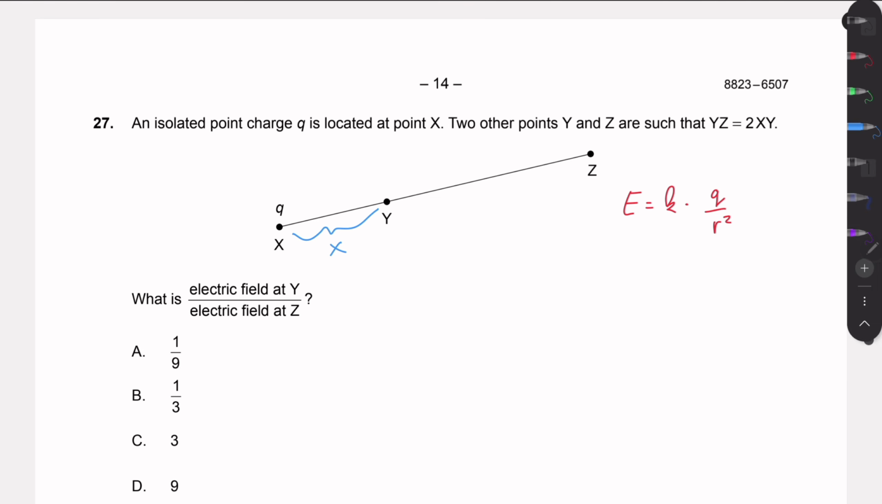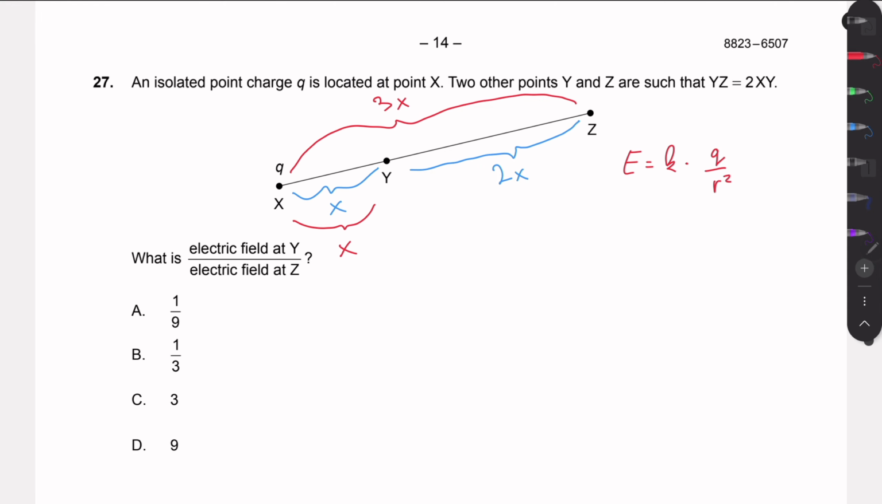The problem told us that the distance XY times 2 is the same as the distance from Y to Z. So actually, this is twice the length of X to Y. So this is 2x, and if this is x, then Q to Z is going to be 3x, as that is x plus 2x. And so we triple the distance, and we need to see how the electric field changes when we triple the distance.